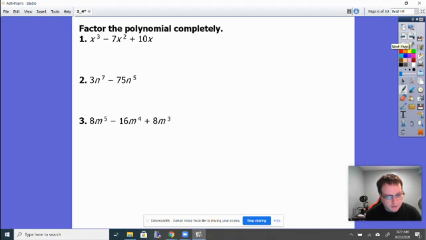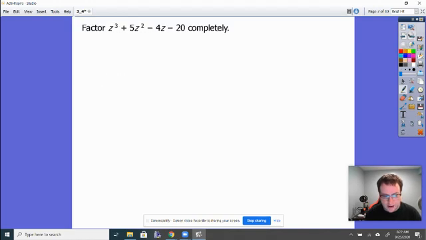We're going to skip these for now. And again, if you have any questions, feel free to email me on those. This one, though. This one's a cubic. So I look at this one and I go, okay, well, let's check for a GCF and see if we can get it down to the square. There's no GCF here.